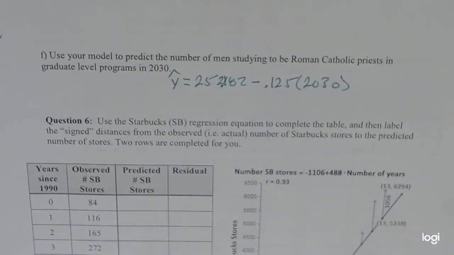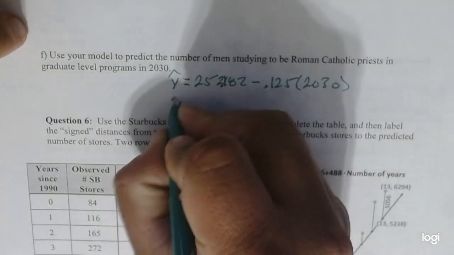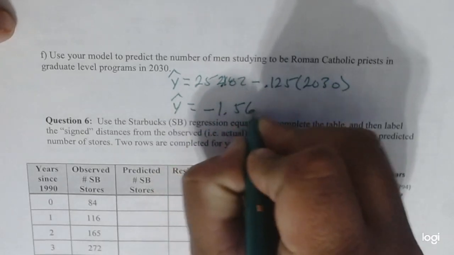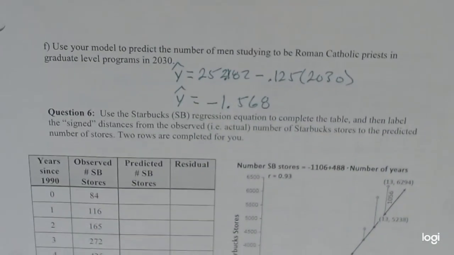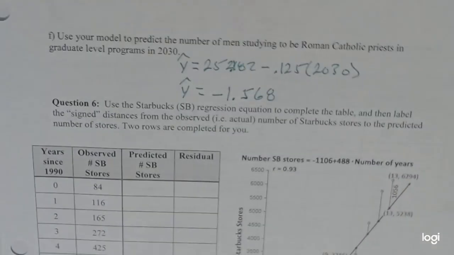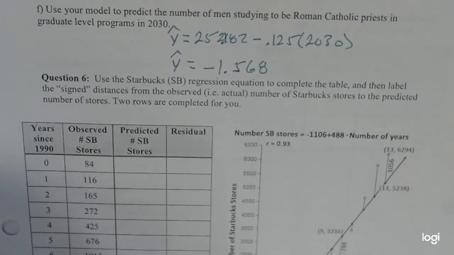So, use a calculator. So you get y is equal to negative 1.56. So essentially, you have no people. You can't have a negative value, but that's pretty much where you would predict there will be no men in the Roman Catholic priest graduate levels at that point. Probably not going to be realistic, but according to our data, that's going to be it. So just going back into the plug-in chug stuff. Okay. All right. So hopefully that wasn't too bad.